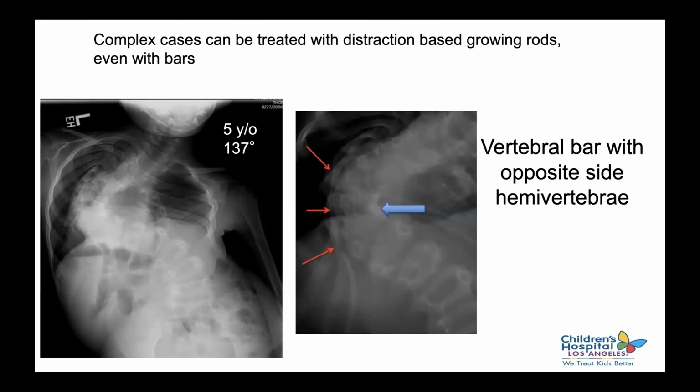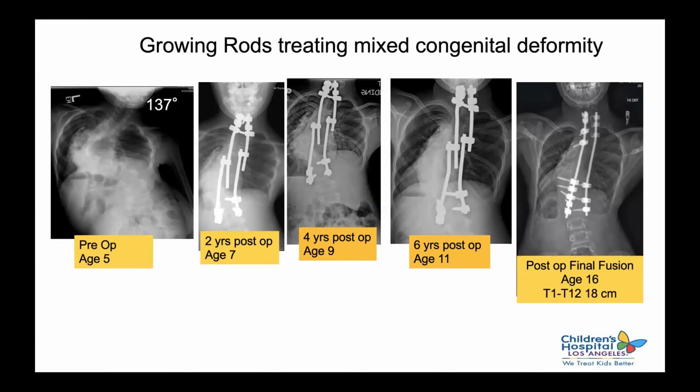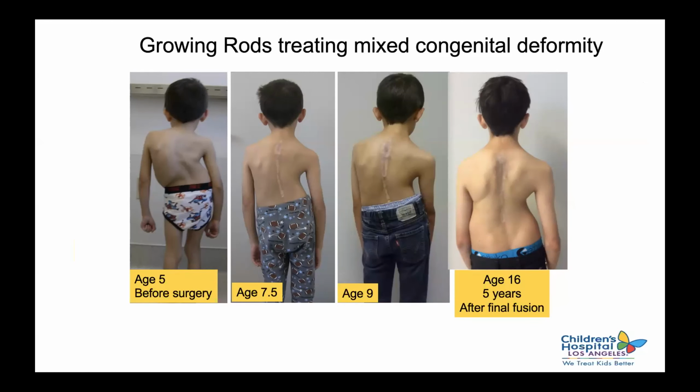Now, what about complex cases with multiple anomalies? You could have many vertebrae opposite a unilateral bar. You could do a heroic resection with quite significant risks. In a growing child, we could consider growing rods with distraction over time. It's not going to make the spine perfect, but it will often lead to a cosmetically acceptable result.